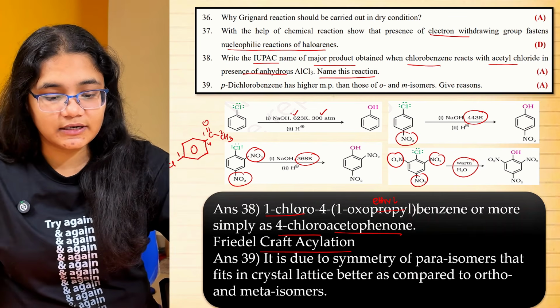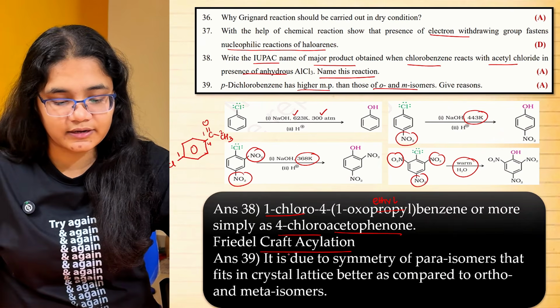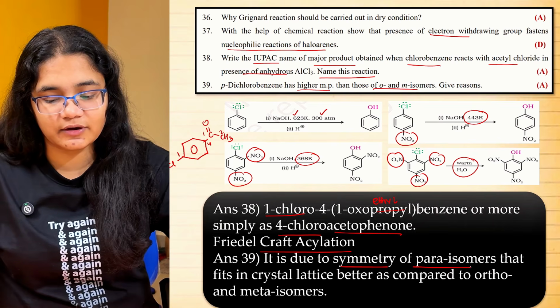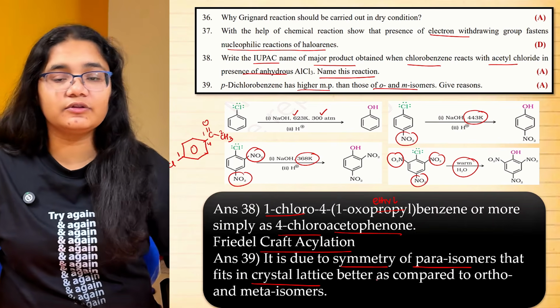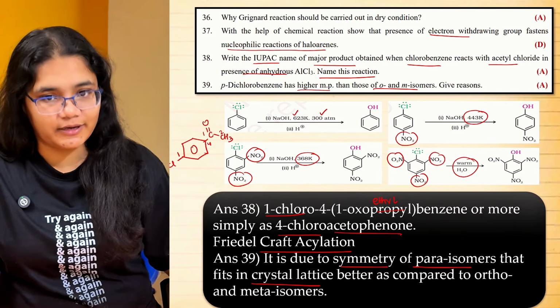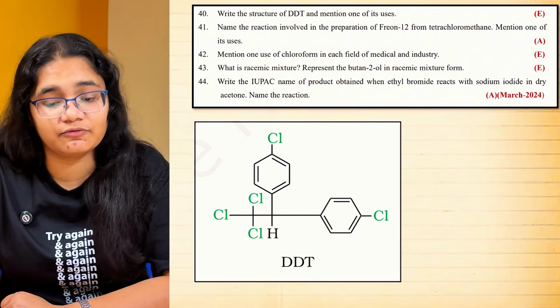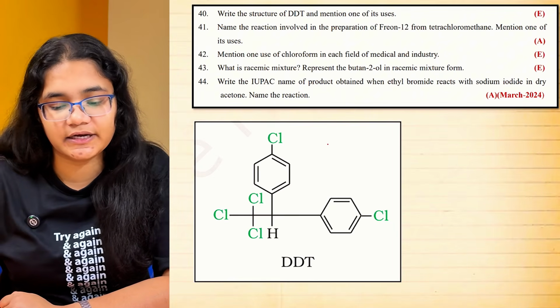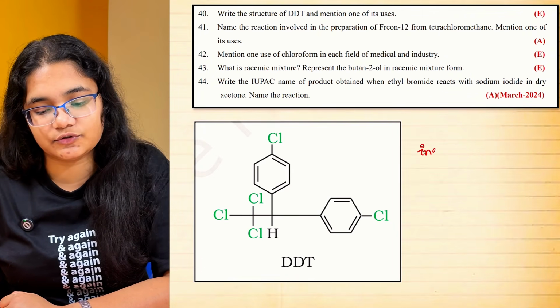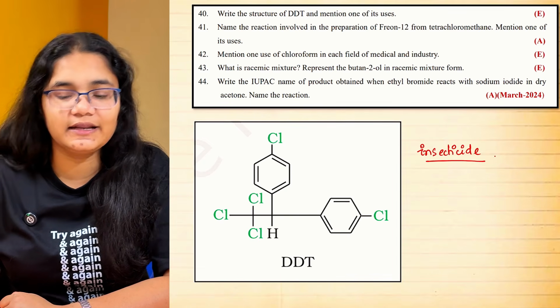Next, question number 39. Para-dichlorobenzene has a higher melting point than ortho and meta. Already we have discussed, because of its symmetrical structure it fits better into the crystal lattice. Next, draw the structure of DDT and mention one of its uses. So this is the structure of DDT, and its use: it was used as an insecticide in the past.